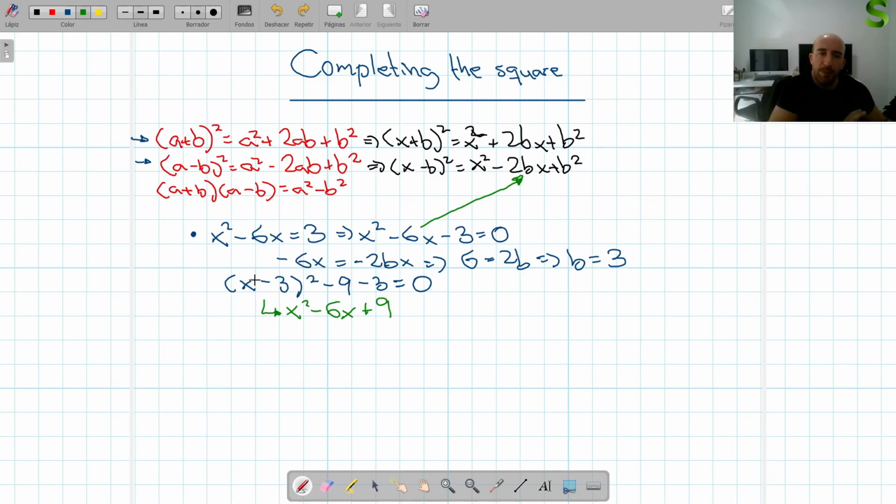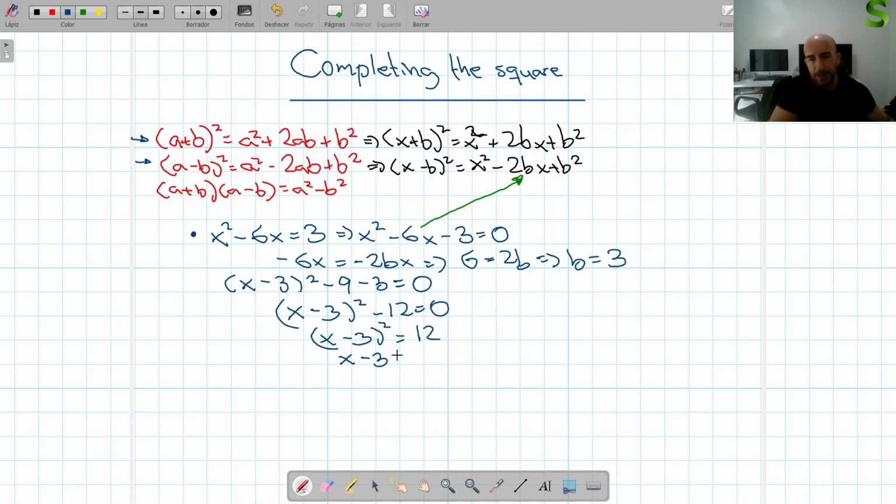So our perfect square would be (x - 3)². But (x - 3)² gives b squared, which is a 9, and I don't want it, so I subtract it, and that way we remove it. And I add the minus 3. So in the end, what I have is (x - 3)² - 9 - 3, which is minus 12, equals 0. So this is what comes in handy now, because (x - 3)² equals 12.